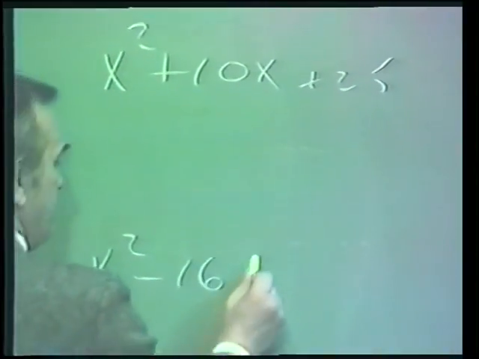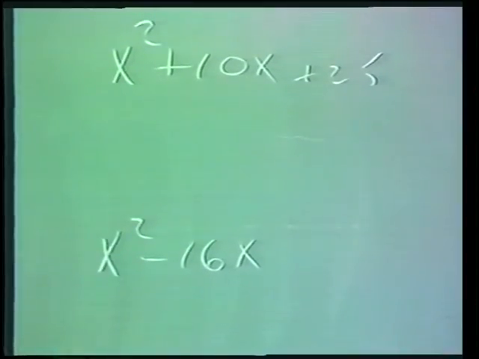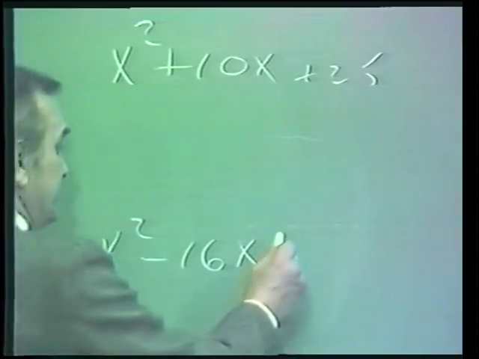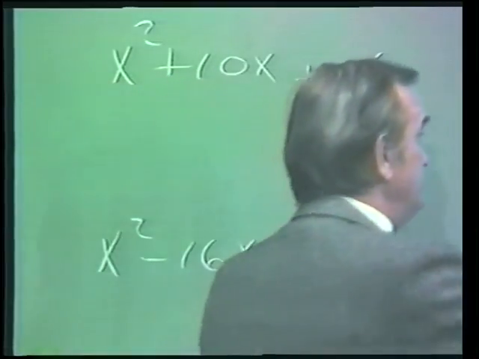Okay. Let's try another one. X squared minus 16x. What are we going to have to add there in order to make it a perfect square? Tony? Plus 64. I agree. Very good, Tony.